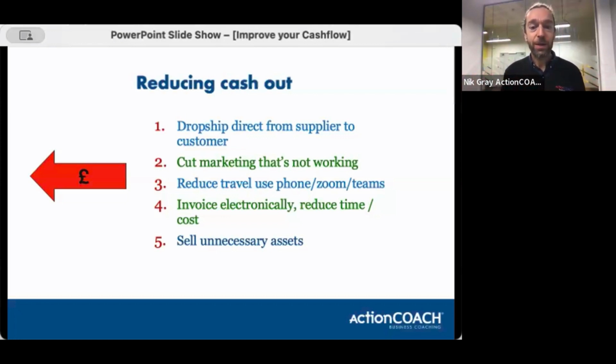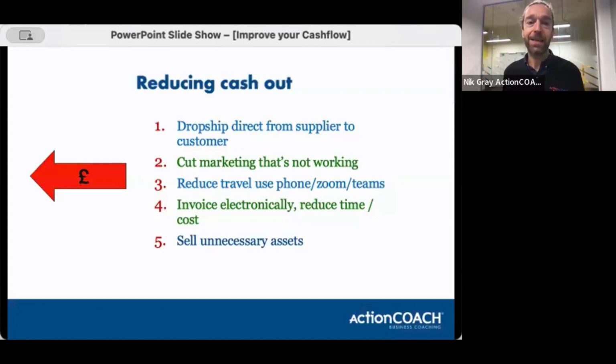Cutting marketing that doesn't work. We need to be testing and measuring our marketing so that we know what works and what doesn't. But if you know that, then you can cut what doesn't work. Reduce your travel costs by using phones, Zoom, and Teams. Invoice electronically. I would imagine most people are doing that now with online accounting.